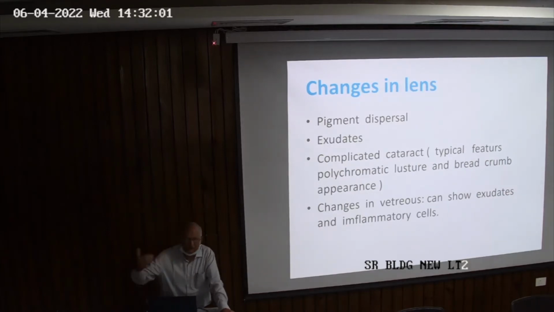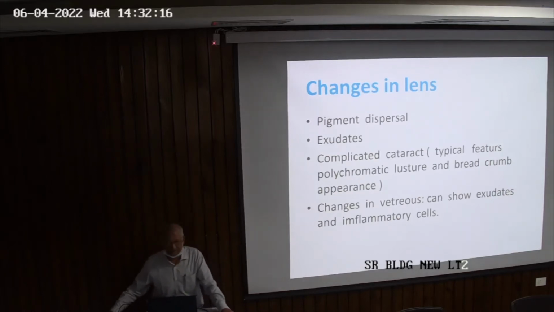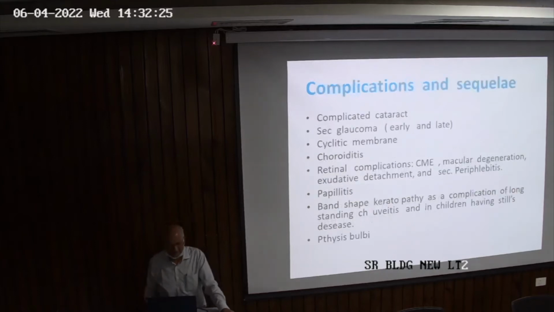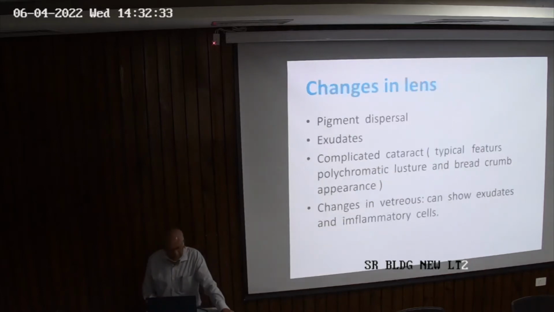It starts from the posterior subcapsular side because the metabolism is disturbed. This is called the secondary cataract or the complicated cataract. Typical features are the polychromatic luster or the bread crumb appearance, so that we can diagnose that. Changes in the vitreous: there is exudation of inflammatory cells in the pars plana side. So these are the findings in the lens you can find. Then we come to the posterior side, the complications. Suppose there are changes in the vitreous and the pars plana, then the uveitis can go posteriorly, posterior uveitis, or pan uveitis.